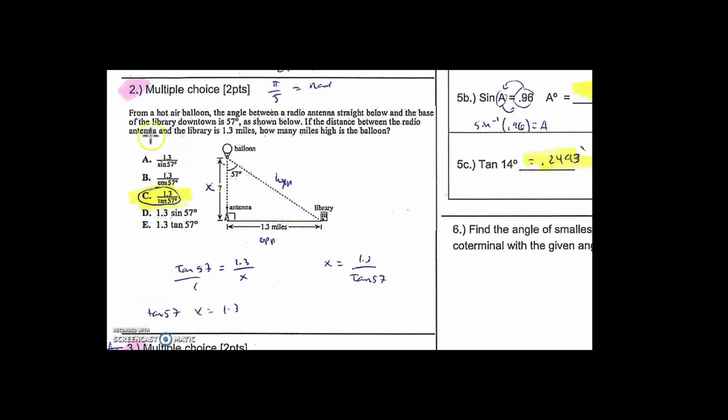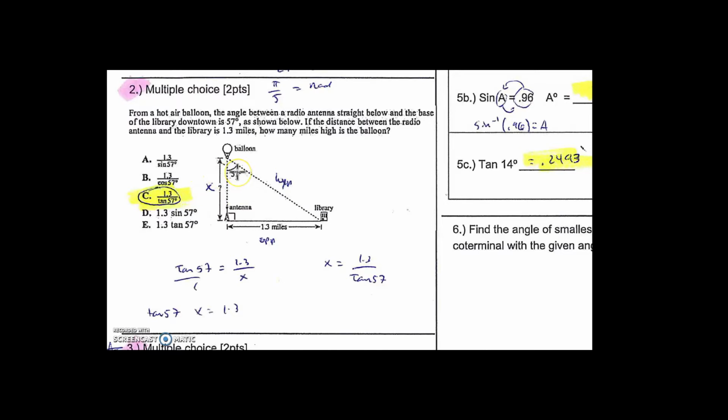Number 2. From a hot air balloon, the angle between a radio antenna straight below and the base of the library downtown is 57 degrees as shown below. If the distance between the radio antenna and the library is 1.3 miles, how many miles high is the balloon? Definitely an easier problem because I give you a worked out picture already. You just need to figure out how high the balloon is. It has a question mark there, just find x.